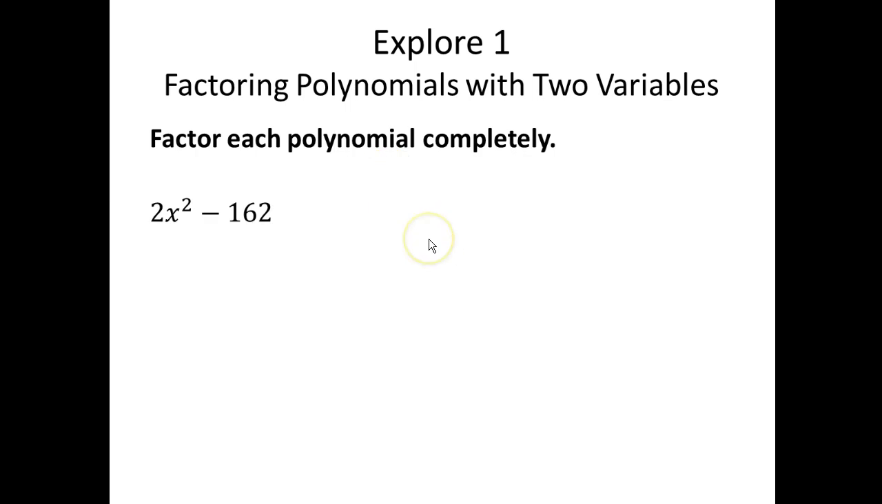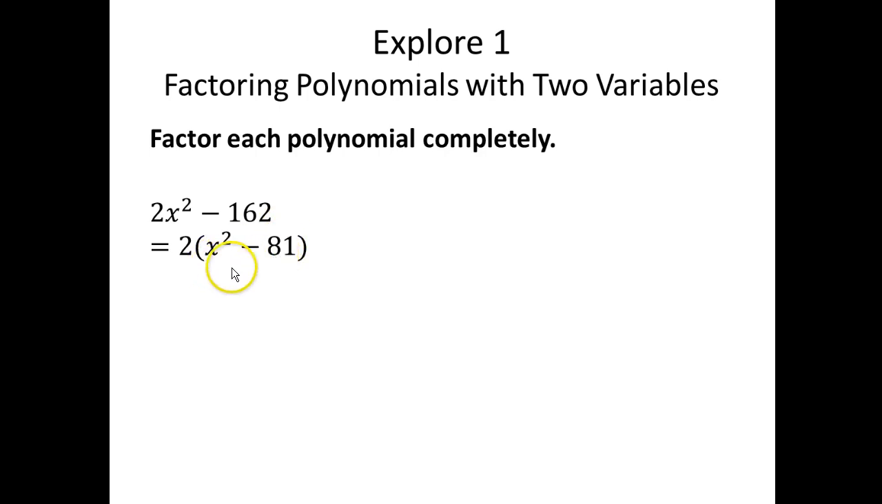Okay, so in this part we're going to learn how to factor polynomials with two variables, but let's remind ourselves how to factor a polynomial like this one that just has one variable, x, in it. Okay. First thing I notice is that there's a GCF here. The GCF is 2, so I factor out the 2. Then I look inside the parentheses, and I notice I have a difference of squares. This is x squared, this is 9 squared.